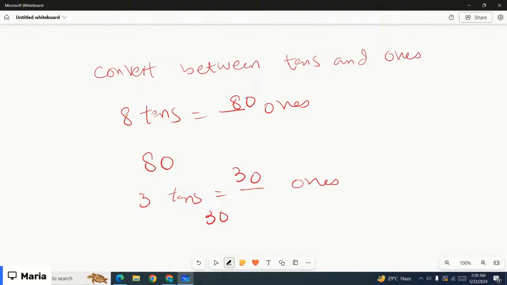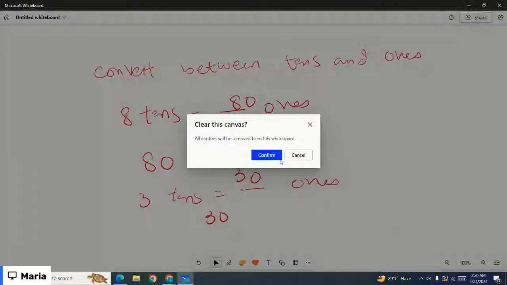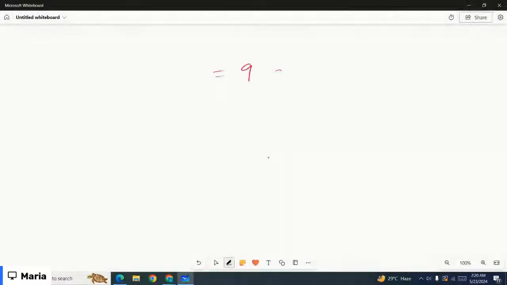Okay, now you are given the ones. You have to see how many tens we have, right? We are given 90 ones. So if you are given 90 ones, how many tens do we have?